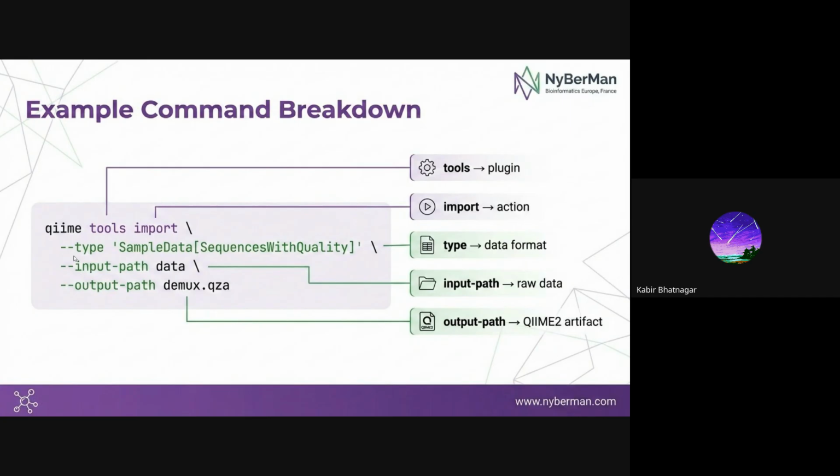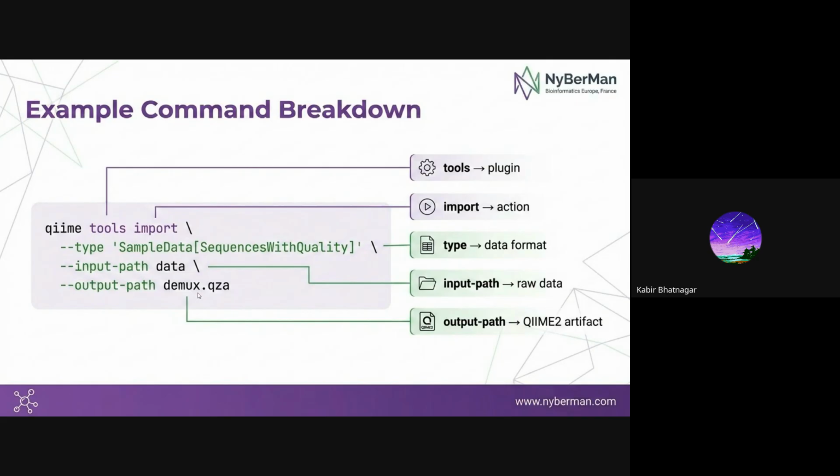Type is the data format. This is the sample data sequence with quality. This is just a random name that I've taken, and this data you are taking so that you can import it. Now, input path. Where is this data present? The raw data file, where it is present. So this data you will import from this particular directory. If you are running the command in the same directory, then you don't need to give a path. You can just give the name of the file, and then output will be whatever you want to generate.